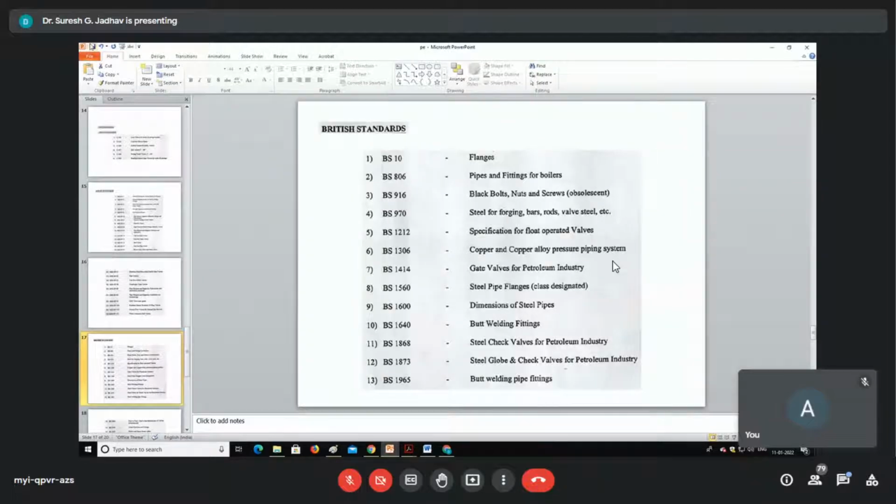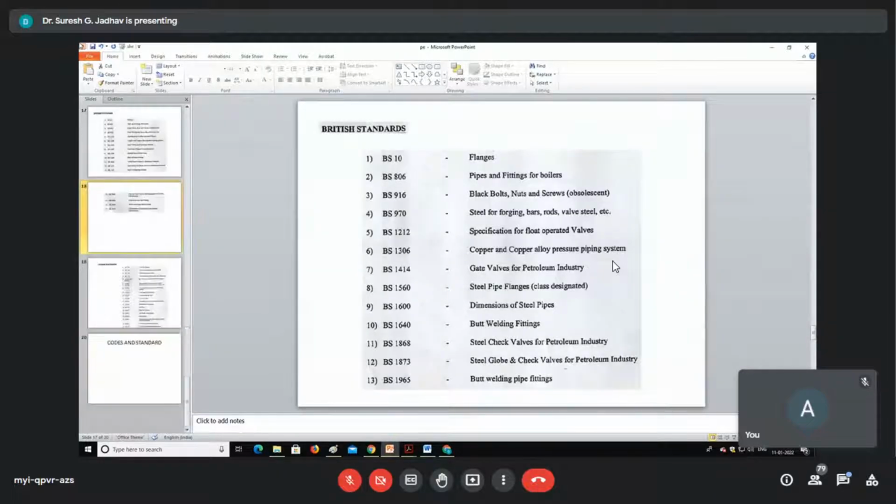The most commonly referred British standards in the piping industry are BS10, BS806, BS916, BS970, BS1212, specification for float operated valves. So these are the different standards used in chemical plants.